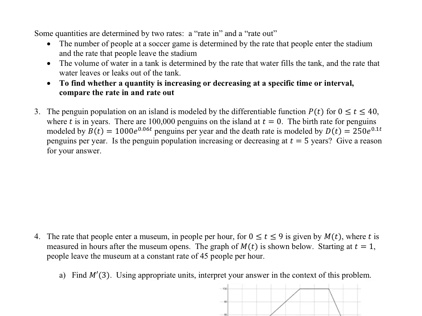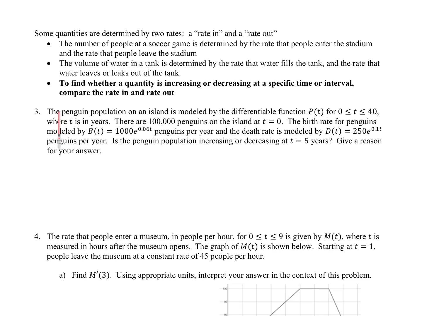Okay, let's take a peek at this. Some quantities are determined by 2 rates, a rate in and a rate out. And this one's very kind of morbid, what I'm about to tell you. But penguins are going to be born at a certain rate, and then they're going to die at a certain rate. Okay, that's kind of morbid. But we want to compare it. It says to find out whether a quantity is increasing or decreasing at a specific time or interval, we could always compare that rate in versus that rate out.